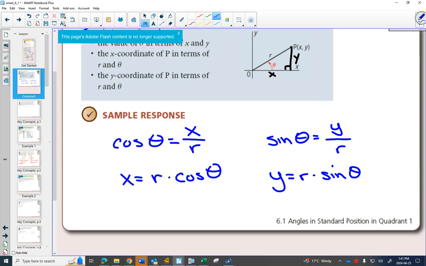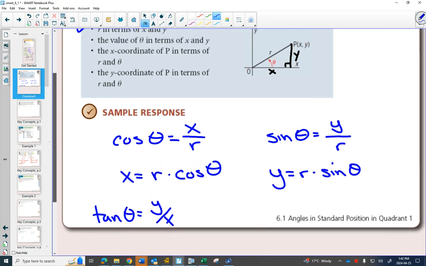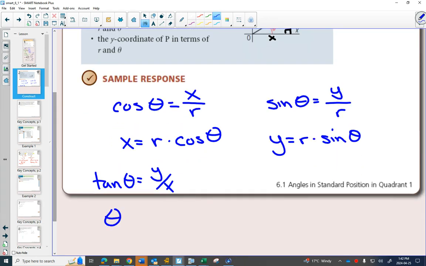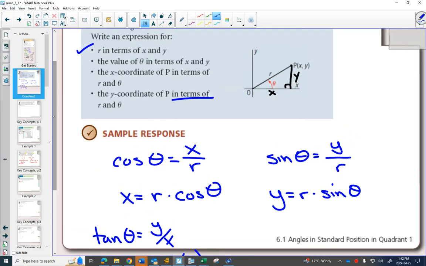I could do tan too. Did I miss one before that? It's hidden under here. Is it probably the tan one? Yes. And tan of theta is opposite over adjacent. So if I wanted to get theta in terms of x and y by itself, I'd have to do tan inverse of y over x. So whenever it says in terms of, and this is going to come up quite a bit more, maybe in grade 12, this means you need to write an equation where the other side only has those variables.